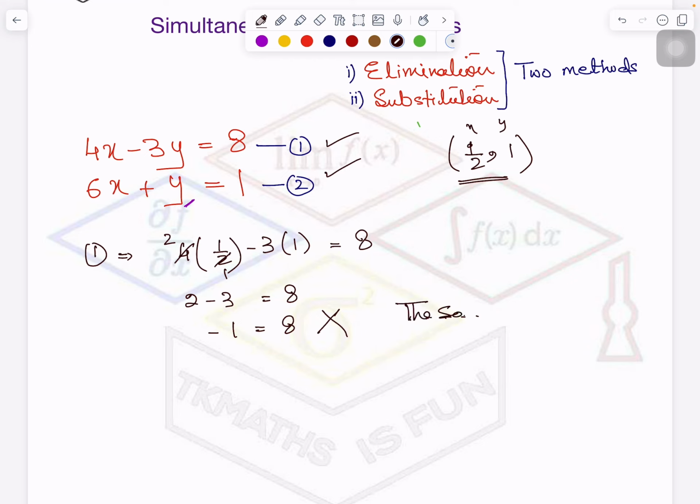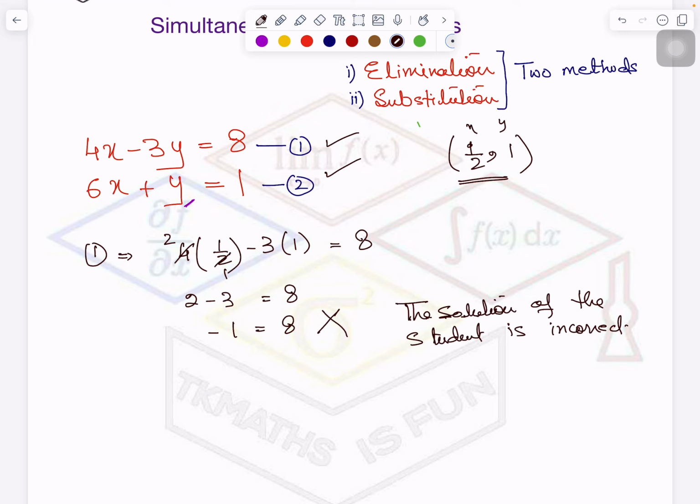So you can write here: the solution of the student is incorrect. Always write this statement please, okay.